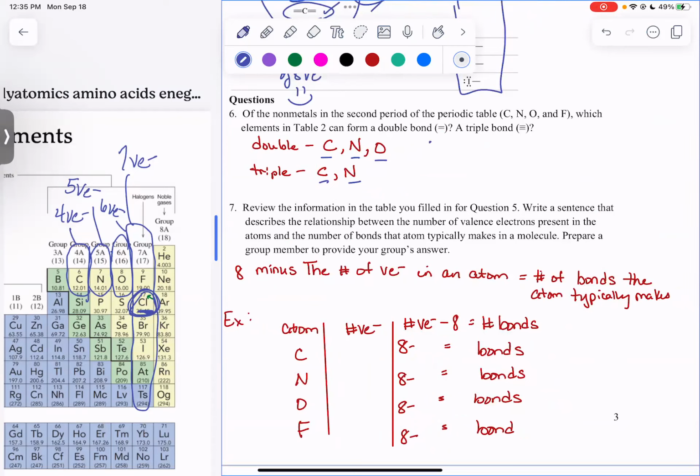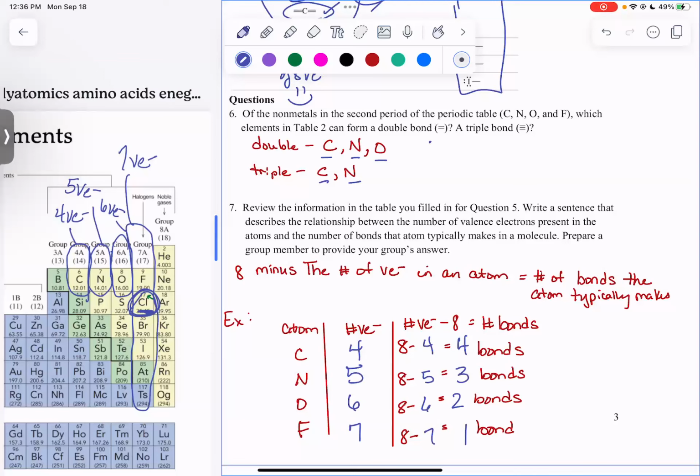So if my atom is like carbon and it has 4 valence electrons, 8 minus 4 tells me I need to make 4 bonds. Nitrogen is 5 valence electrons. 8 minus 5 tells me I need 3 bonds. Oxygen is 6 valence electrons, so 8 minus 6 gives me 2. I need to make 2 bonds with oxygen. Fluorine has 7 valence electrons, so 8 minus 7 gives me 1 bond.